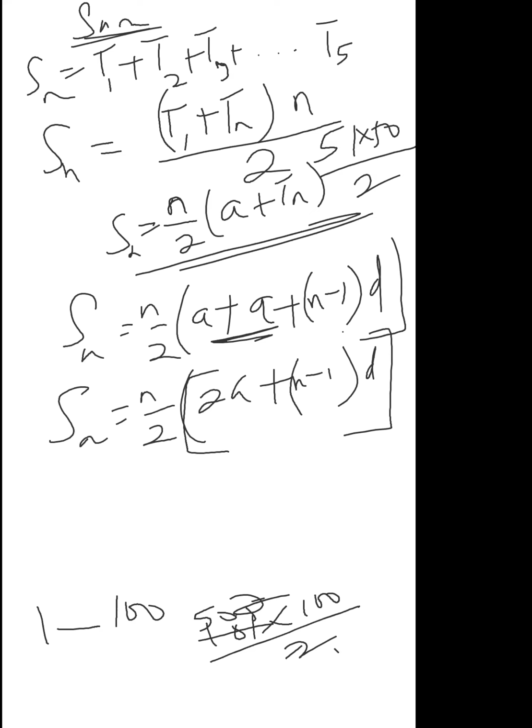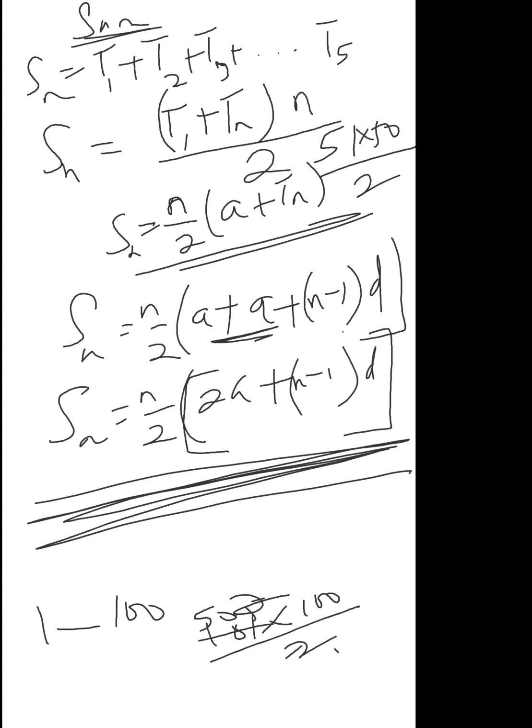So that's our formula. Any question before I proceed? So this is the whole summary of AP. So can we move to GP? Any question? Okay. From what I can see, there's no question.